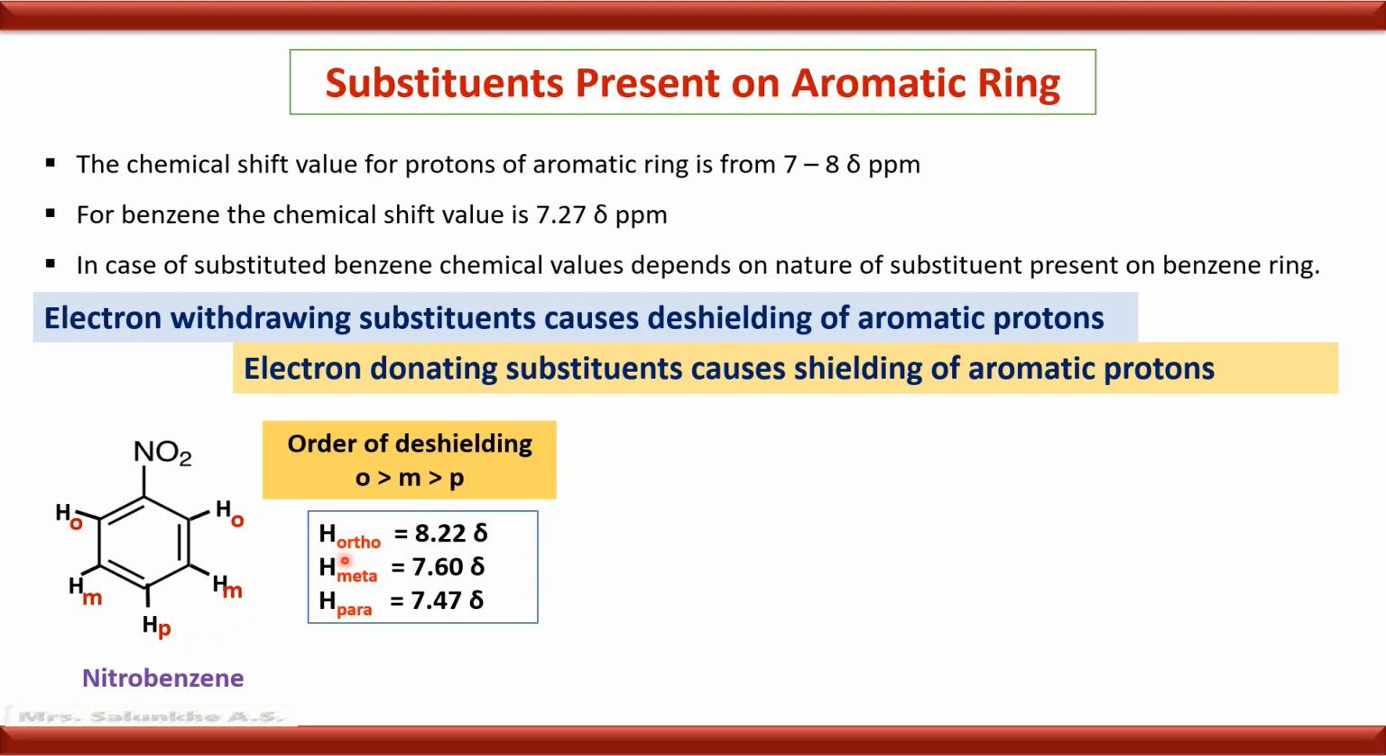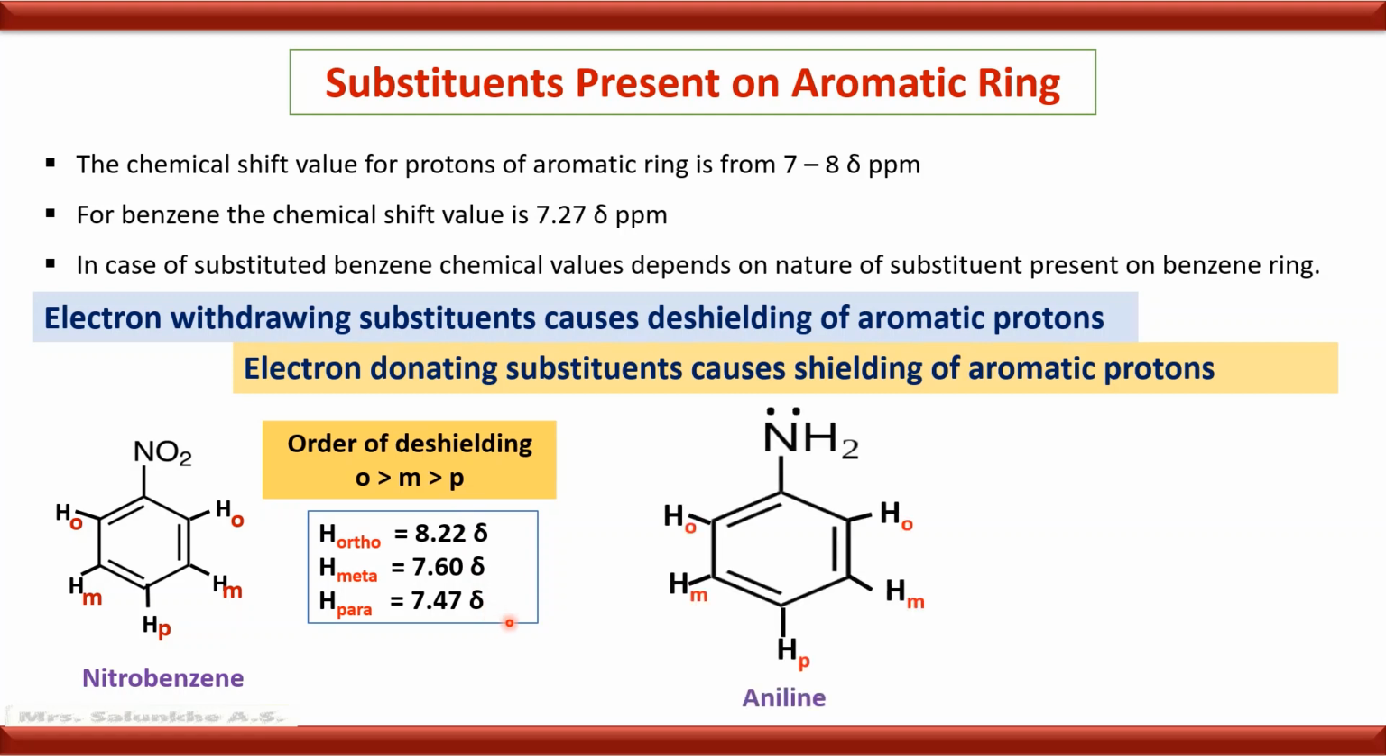That is, ortho protons are much more deshielded. The chemical shift value for meta proton is 7.60 and for para protons it is 7.47. All these values are greater than 7.27. That is, all protons are deshielded than protons present on benzene ring. But order of deshielding is ortho, then meta and then para.